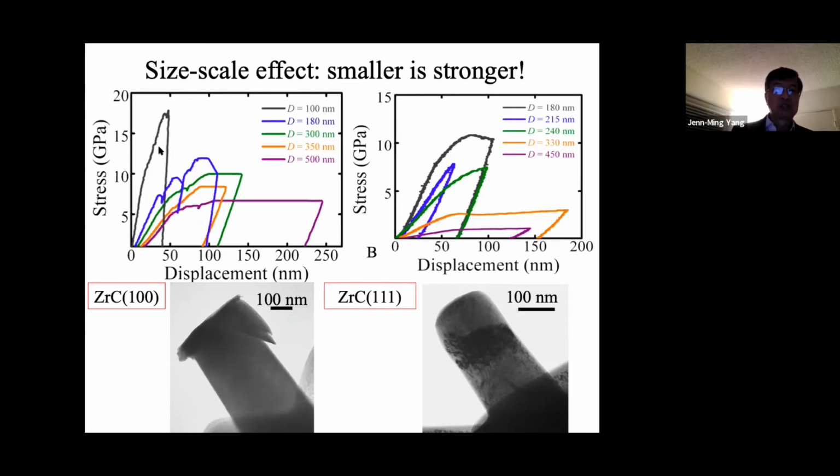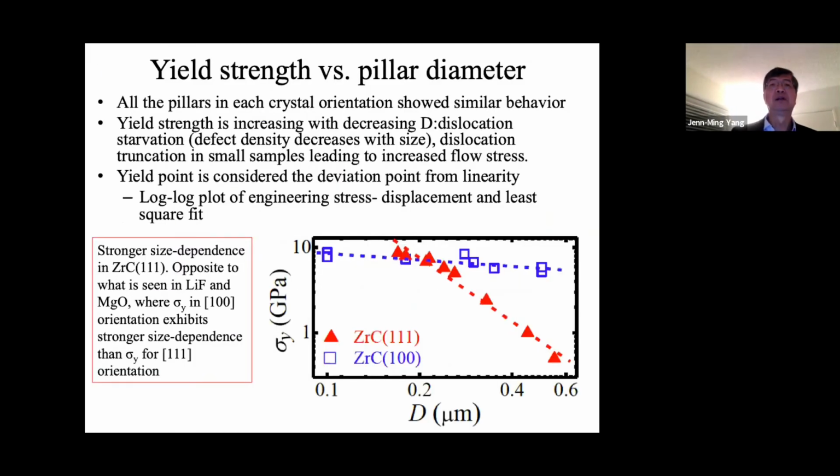Again, through this stress and displacement curve, clearly, as I mentioned, for zirconium carbide 100 and 111, the deformation mechanisms are somewhat different. From these stress displacement curves, we can extract the yield strengths as a function of the pillar diameters. Here is sigma y, the yield strength, as a function of pillar diameter for these zirconium carbide single crystals with two crystallographic orientations.